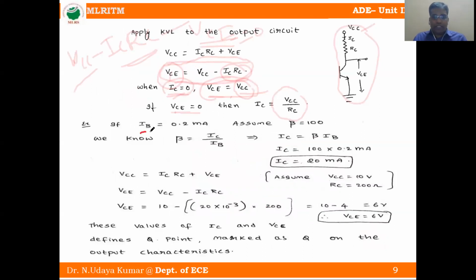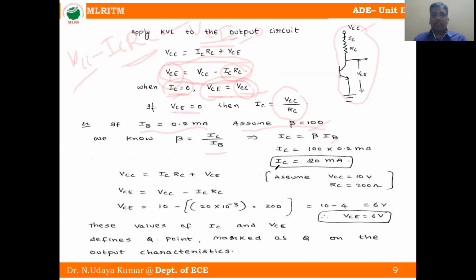If IB, the base current, is equal to 0.2 milliamperes, assume beta is equal to 100. We know that beta is the amplification factor. It varies from 20 to 500 in common emitter configurations. So beta is equal to IC by IB, and from this, IC is equal to beta into IB. Beta is 100 and IB is 0.2, so IC is equal to 20 milliamperes.